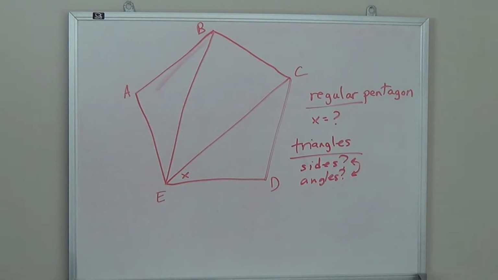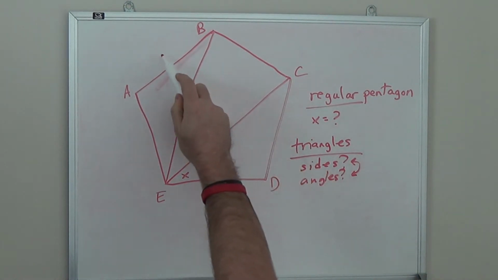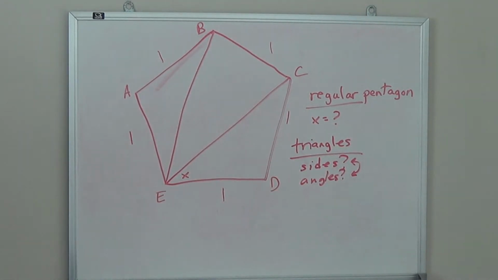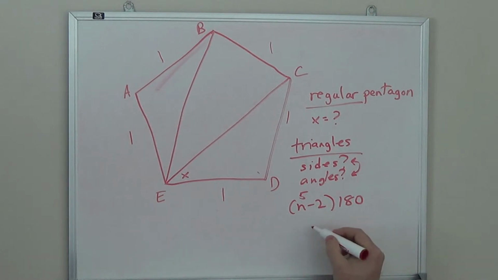So, let's see. Let's just make up a number. Let's just say the side of the pentagon is 1. So all these are 1, which means all those sides are the same. Okay. Well, if it's a regular pentagon, I think we can figure out, right, what all the interior angles are. So, some of you guys should probably know this, right, where n is the number of sides, and that will give us the total degrees in the figure. So if a pentagon is 5-sided, right, 5 minus 2 is 3, 3 times 180 is 540.